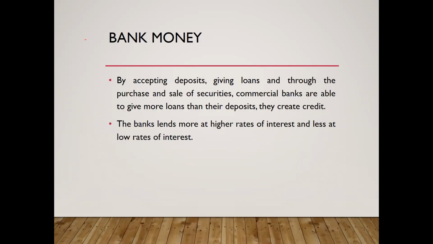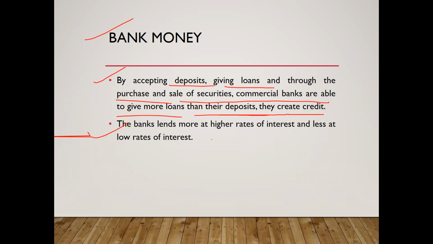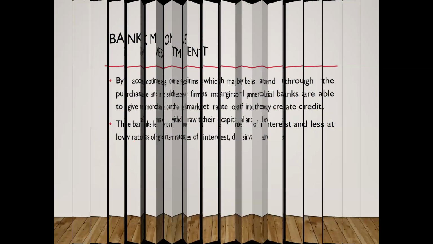The next one is bank money. By accepting deposits, giving loans, and through the purchase and sale of securities, commercial banks are able to give more loans on their deposits; they create credit. The banks lend more at higher rates of interest and less at low rates of interest, because they want to earn more.